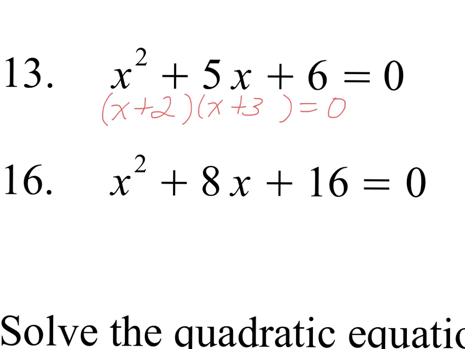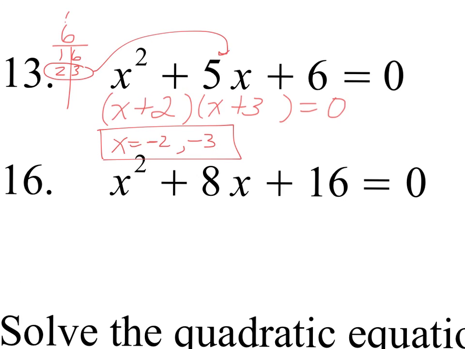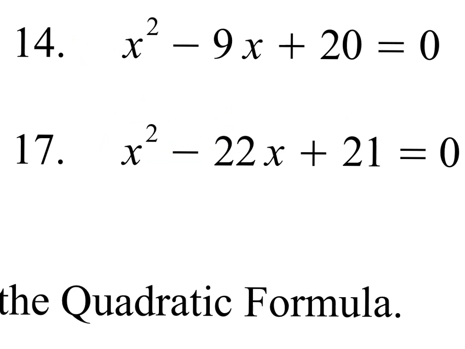The way you can do that is you can take the last number, 6, this number right here, and you have to come up with the factor pairs for that. So 1 times 6, 2 times 3, and in this case, they both add up to the middle term. So x equals negative 2 and negative 3. So there's negative 2 or negative 3. There are 2 possible values.